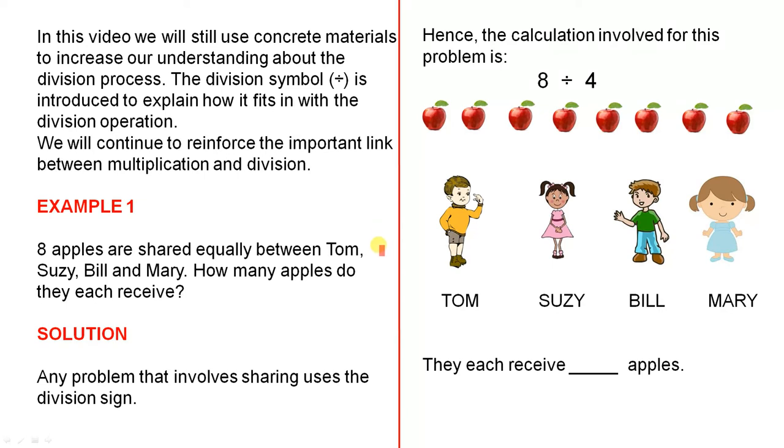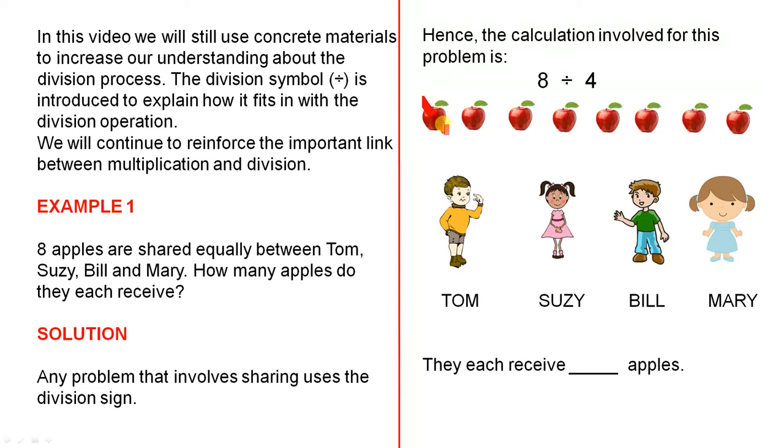Example 1. 8 apples are shared equally between Tom, Susie, Bill and Mary. How many apples do they each receive? The solution: any problem that involves sharing uses the division sign. Hence, the calculation involved for this problem is 8 divided by 4. So basically we have 8 apples and we have to share them equally between 4 people.